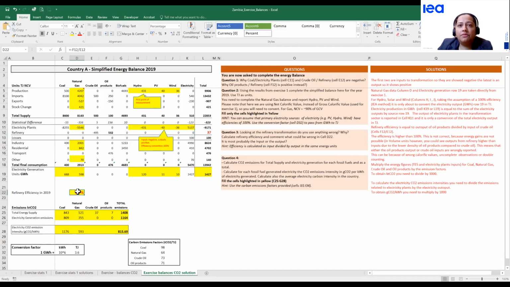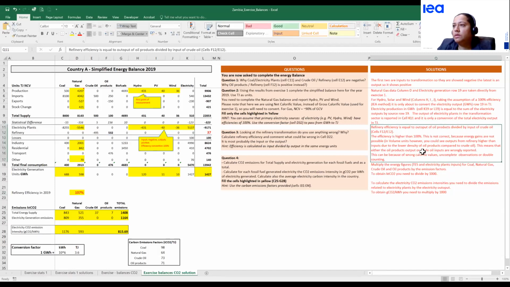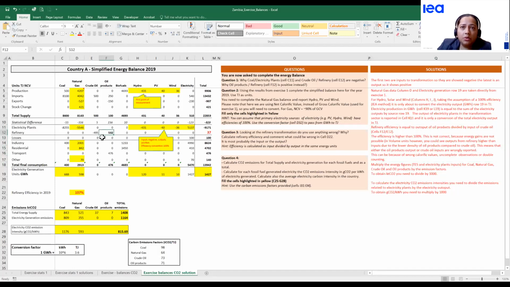And if you calculate the refinery efficiency, it's output divided by input, and here you have it above 100%. So what could be the reasons why you have an efficiency higher than 100%? So it means that either the oil products, the output here is wrongly reported, or your input is wrongly reported. So you have to query this with your data providers. It could be also because of wrong calorific values used. It could be because of incomplete observations. It could be because of double counting. So there are many reasons why here we are ending with an efficiency above 100%.